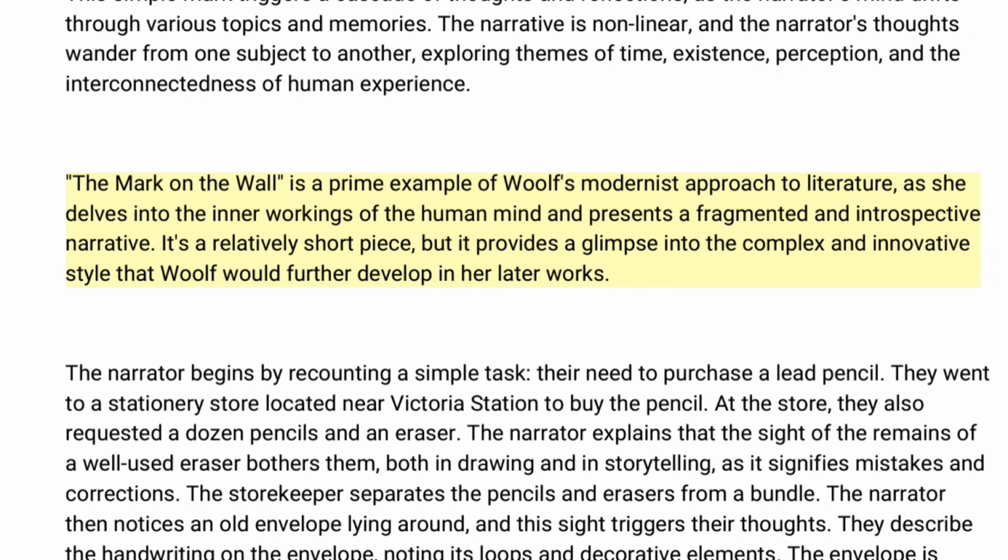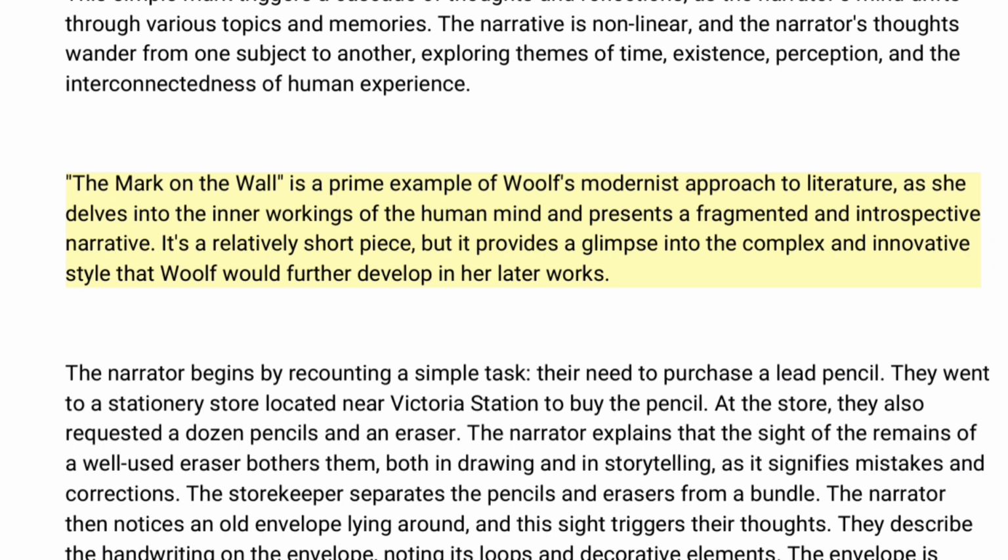The Mark on the Wall is a prime example of Woolf's modernist approach to literature, as she delves into the inner workings of the human mind and presents a fragmented and introspective narrative. It's a relatively short piece, but it provides a glimpse into the complex and innovative style that Woolf would further develop in her later works.